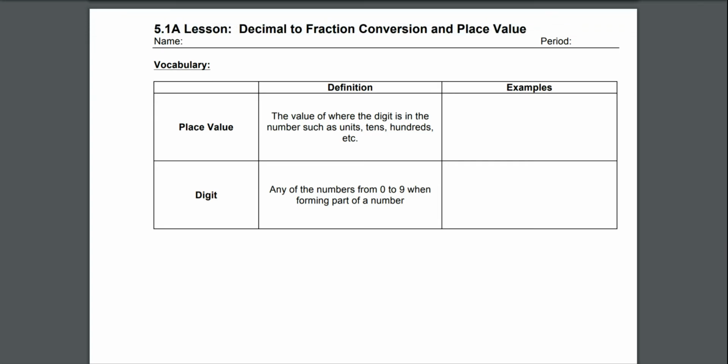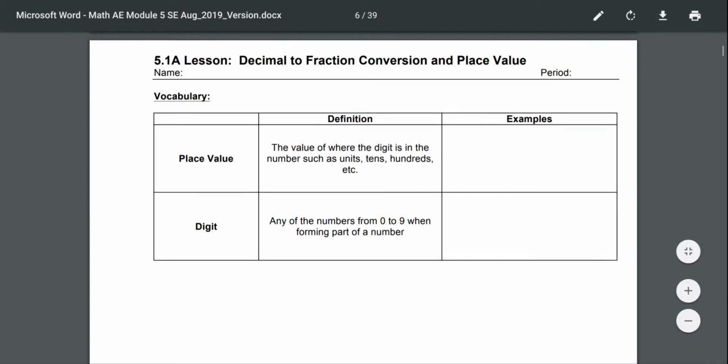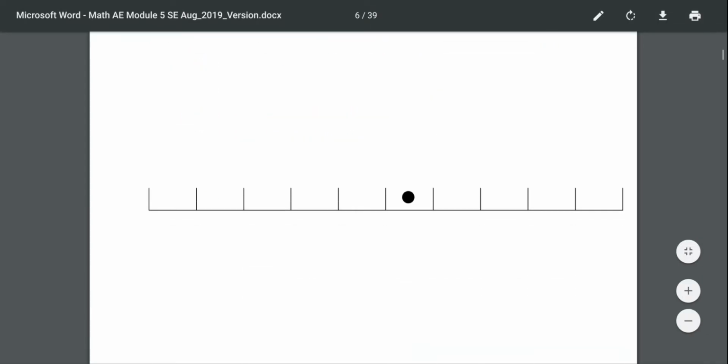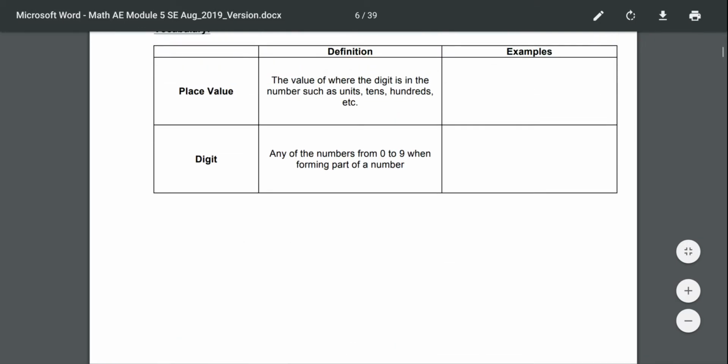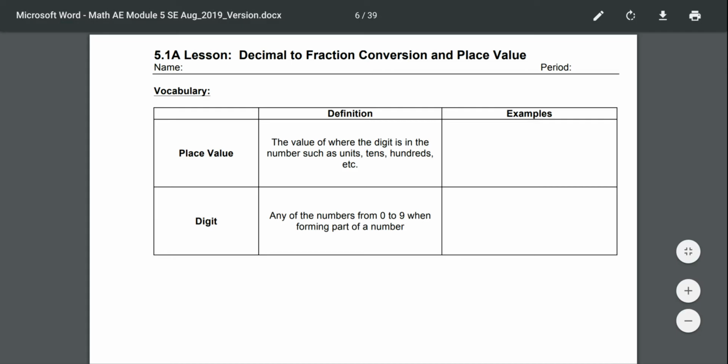Okay, so we are at the beginning of Module 5, Lesson 5.1a. You can do your notes on pages 6 and 7, or you could write these on a separate piece of paper. So the lesson is on converting decimal to fraction conversions and place value.